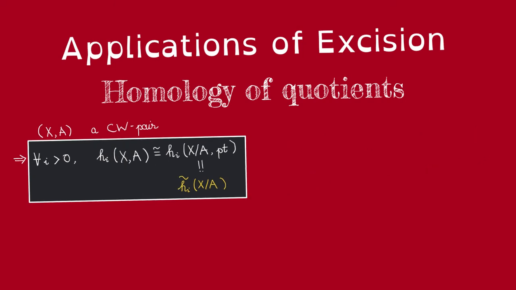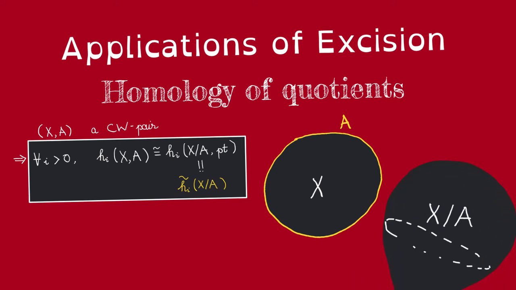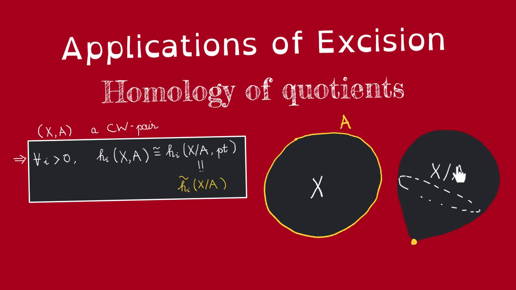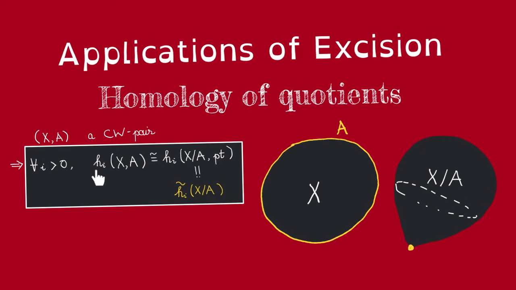Alright, so let's see what the theorem said. It says that if we have a CW pair, X and A, then the homology of the pair X relative to A is going to be equal to the homology of the quotient X over A relative to a point, which is just by definition the reduced homology of X over A. Note that here we use this notation because we are not specifying any homology theory. The only thing we're gonna use is the Excision Axiom, which is true for all homology theories.